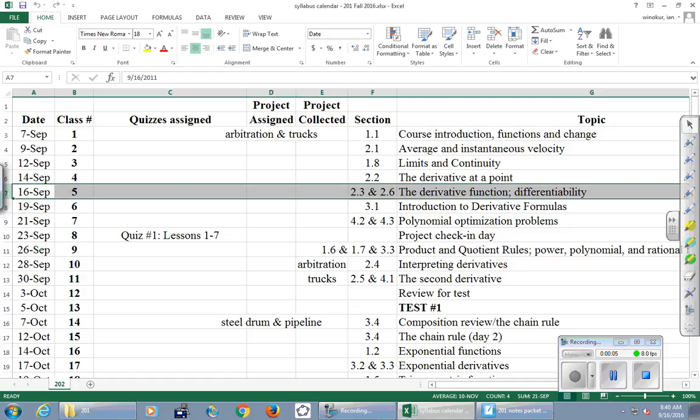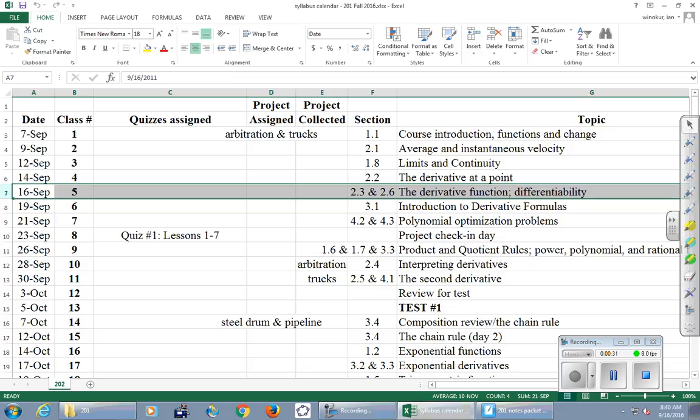Today, September 16th, it is our 5th class. We are covering 2 sections in your book. First one, we're going to cover something called the derivative function. That word hopefully sounds familiar. Derivative is what we introduced last class. Today, we're going to go from derivatives specifically at points to the derivative thought of as a function, much more general. And then the other topic is something called differentiability, the ability to take a derivative of something.